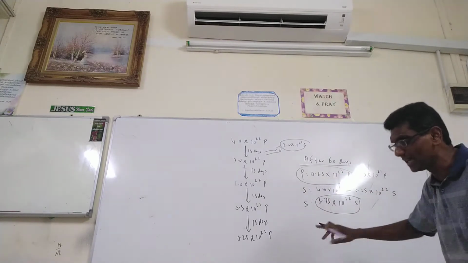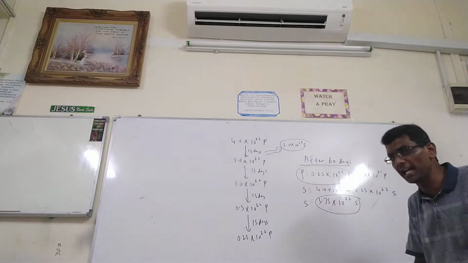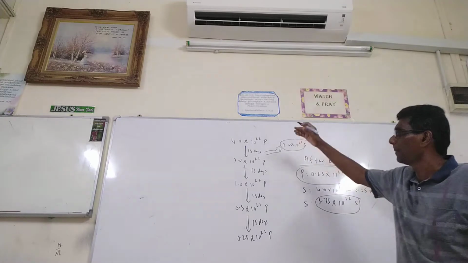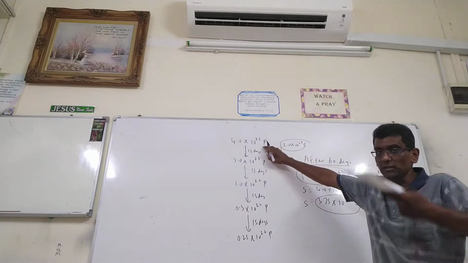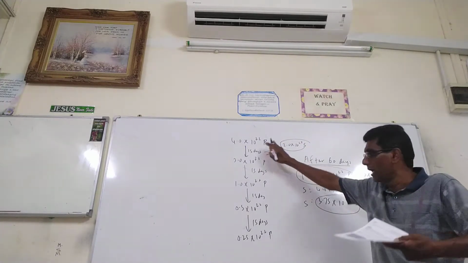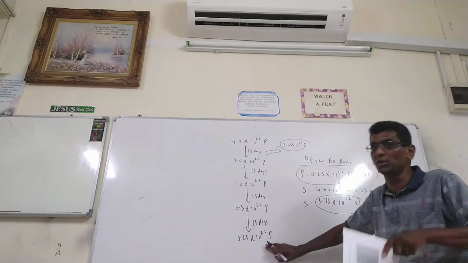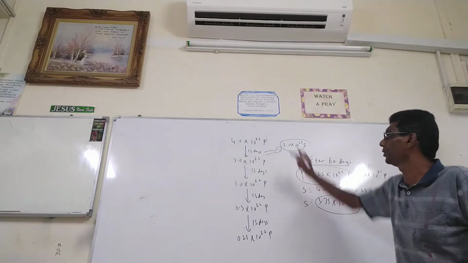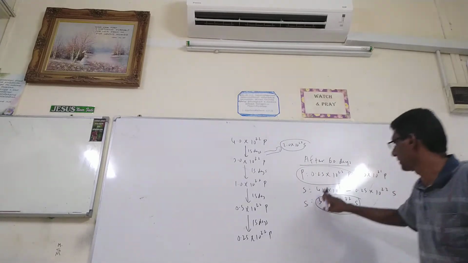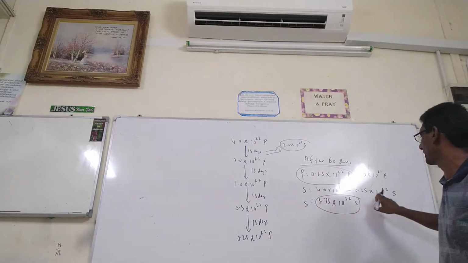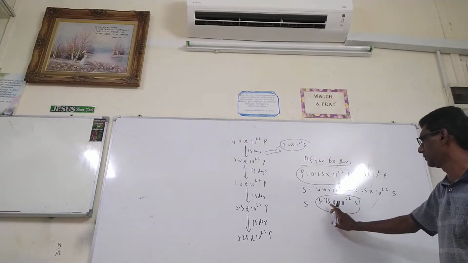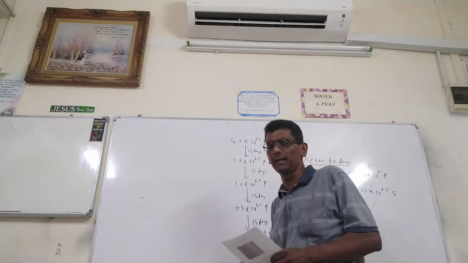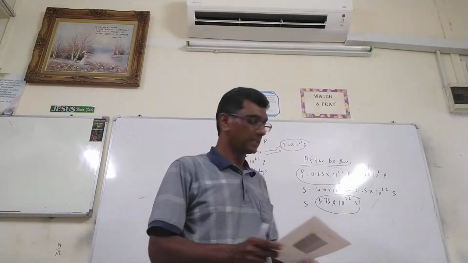After 60 days, how many phosphorus changed into sulfur? Before 60 days, the phosphorus is 4.0 times 10 power 22. After 60 days, the remaining phosphorus is 0.25 times 10 power 22. So the rest of it is changed into sulfur. So this one minus this one: 4.0 times 10 power 22 minus 0.25 times 10 power 22. So this is 3.75 times 10 power 22 sulfur.